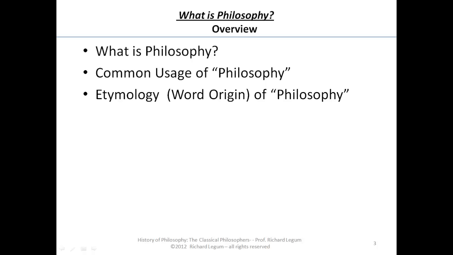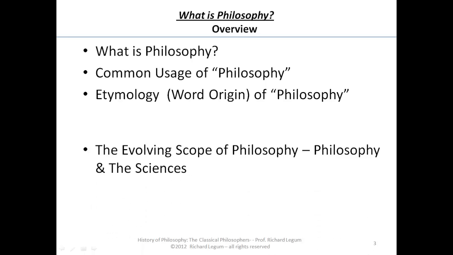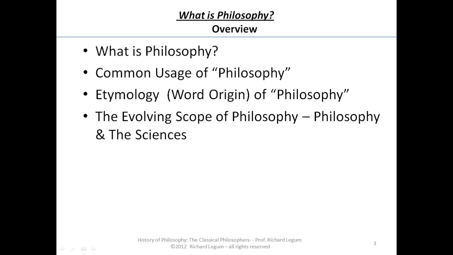And I'll explain to you the etymology of the word. Etymology means the study of the word origin. So we're going to see where the word philosophy actually comes from. And then you're going to see something interesting, that is what I call the evolving scope of philosophy. We'll talk a little bit about the origin of philosophy and the sciences, where they were originally and where they are today.